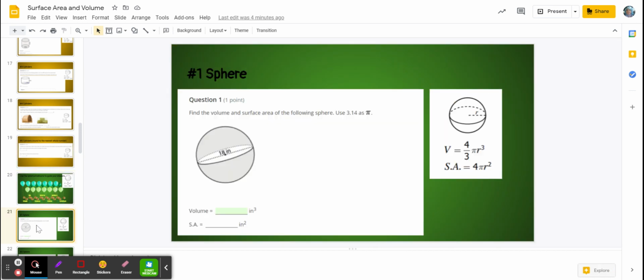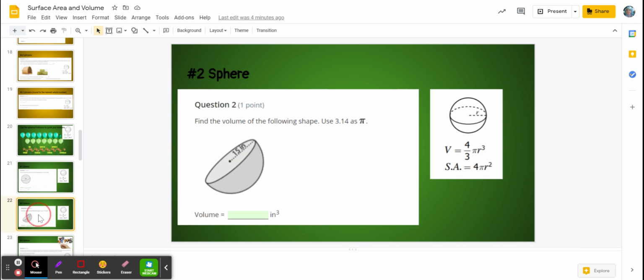If you've gone on to spheres, one of the important things with spheres is knowing that a hemisphere is just sliced in half. So you would find the whole volume, like in number 2, and then just divide it in 2.